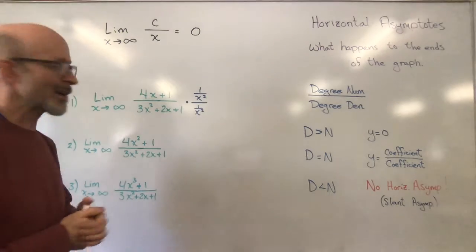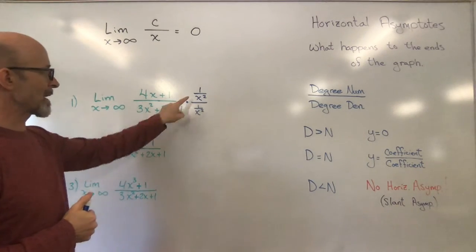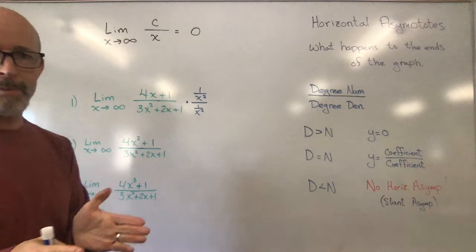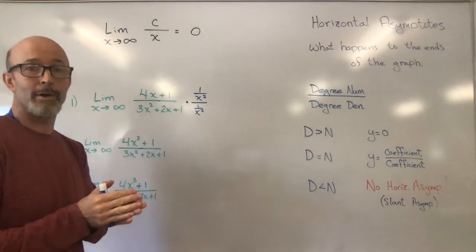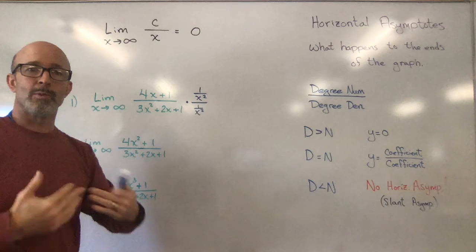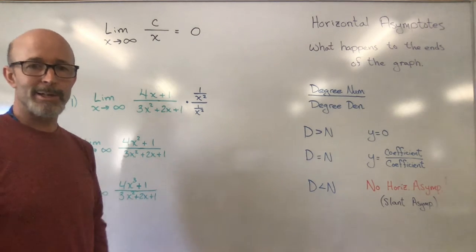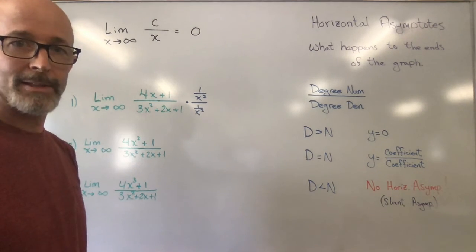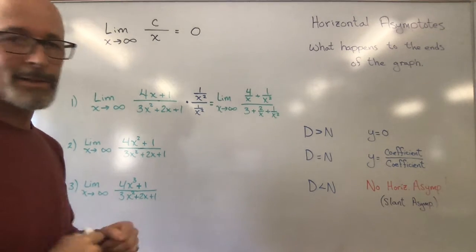Now this may seem weird, but if it's a second degree, that's the highest power, multiply both the top and bottom by 1 over x squared. So this whole thing equals 1. We're allowed to multiply by 1, but it's going to change the way it looks. It'll look like this. Pay close attention.